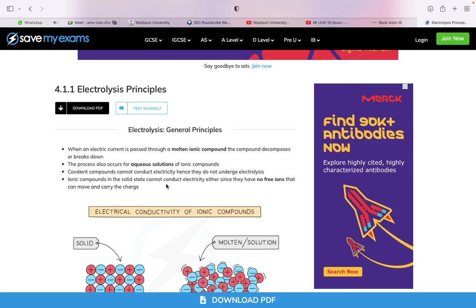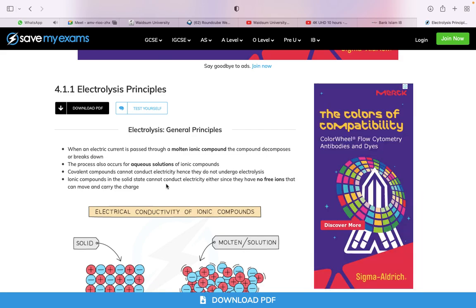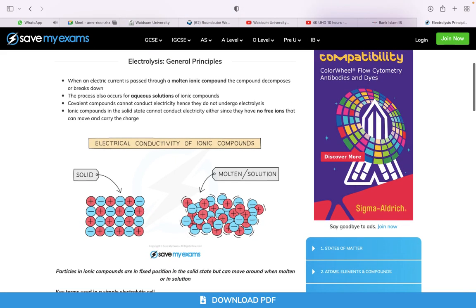Why is it that if it's in a solid state, it cannot conduct electricity? Because at that point, it does not have free ions. It needs to be in a molten state, or it needs to be in an aqueous solution state, in order for it to conduct electricity, in order for the ions to be able to move freely. Okay, so that's it. Now, electrical conductivity of ionic compounds.